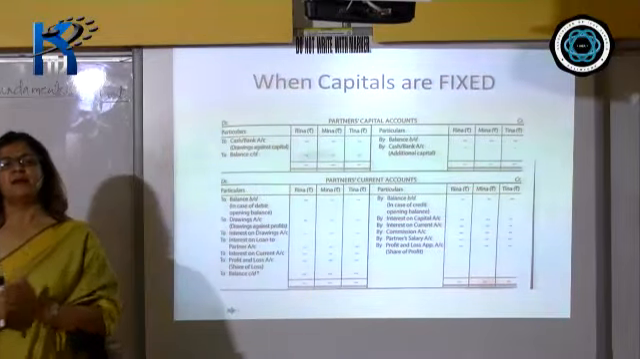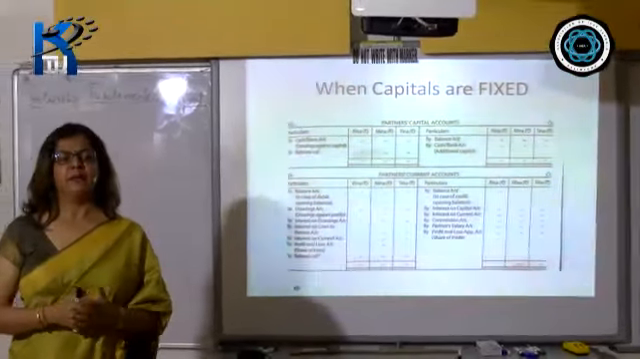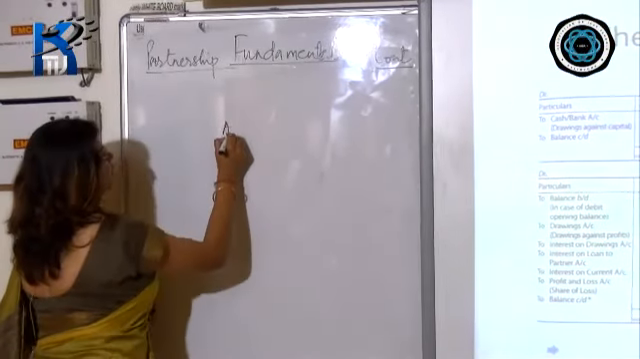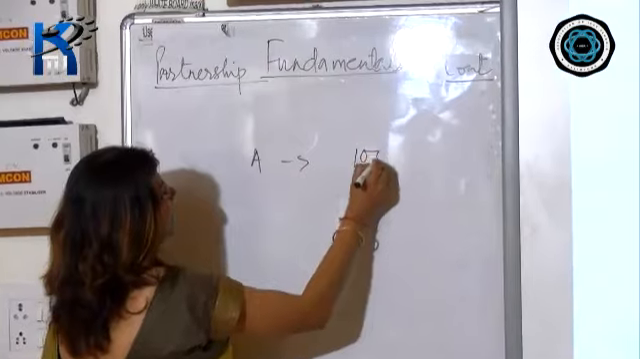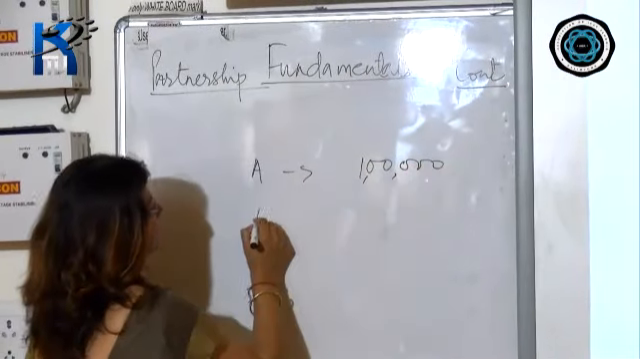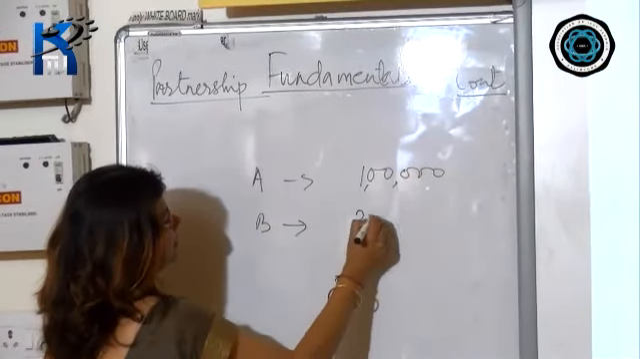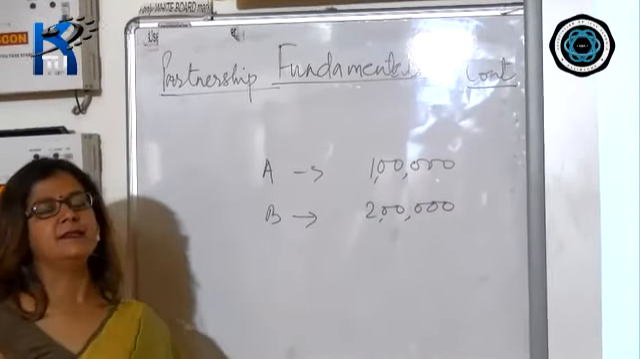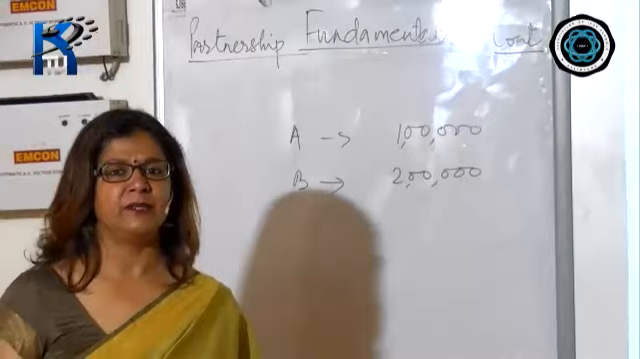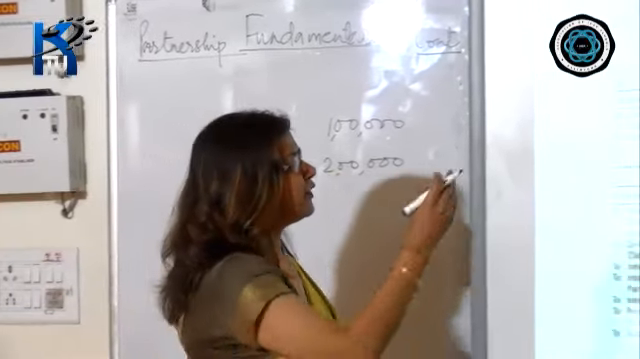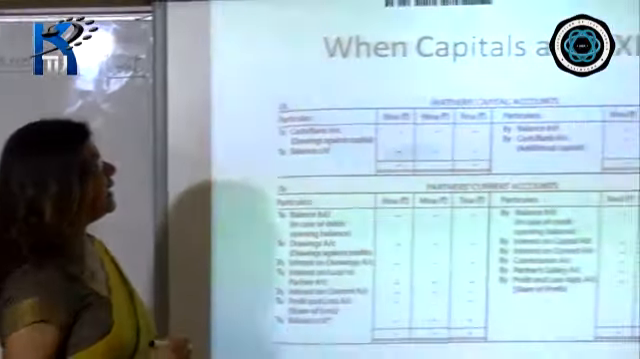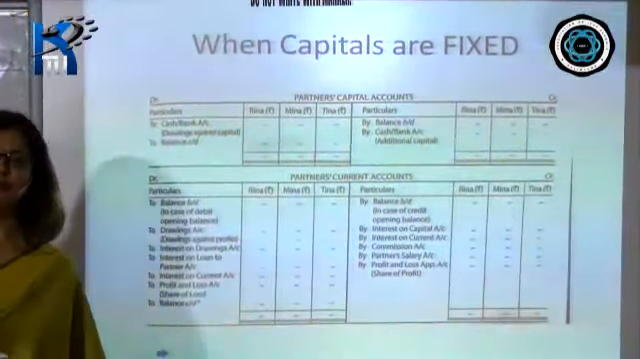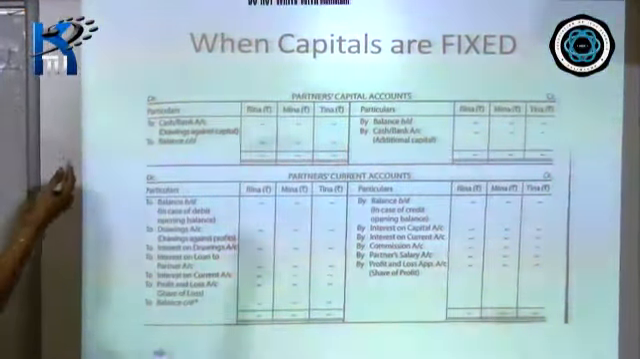Now, let's take up an example. A and B, they are two partners. A has contributed 1 lakh and B has contributed 2 lakhs. So, this 1 lakh and 2 lakhs are the initial capitals invested by the partners. This would go into the partner's capital account as by balance brought down, whether it could be 2 partners or 3 partners in their account.